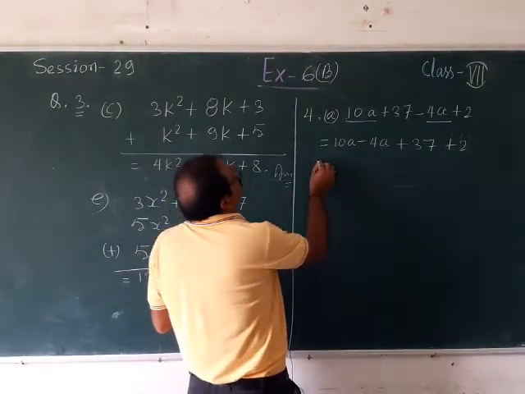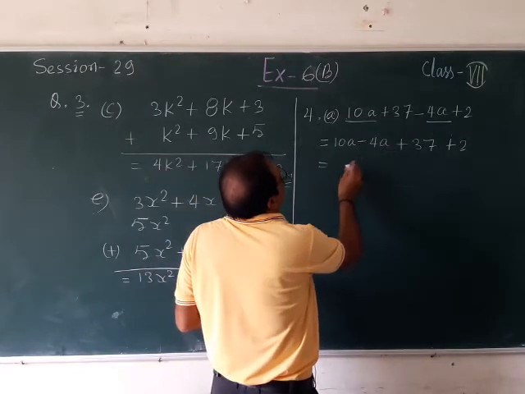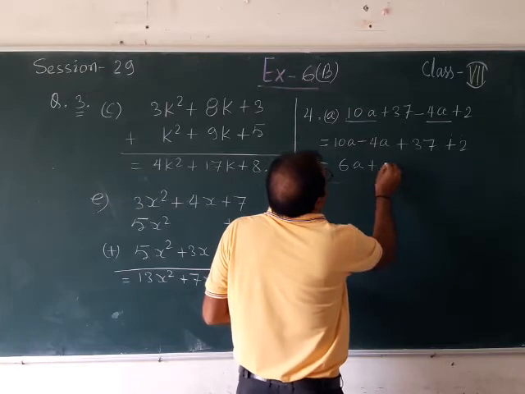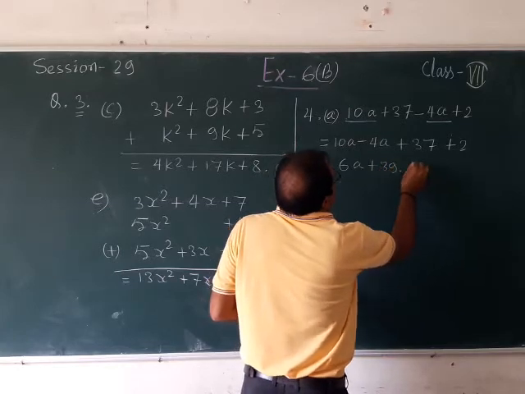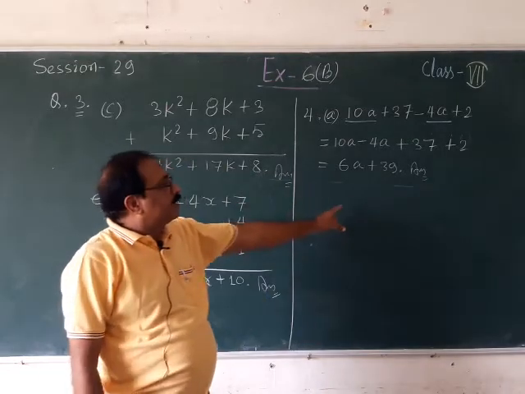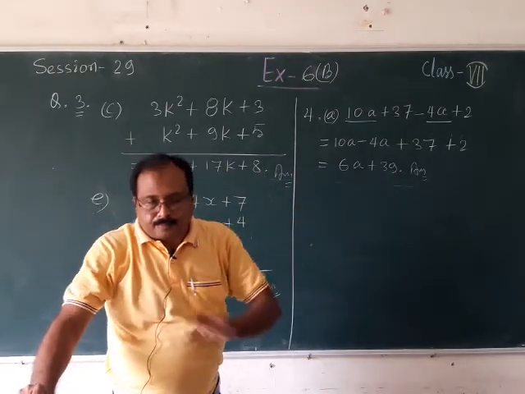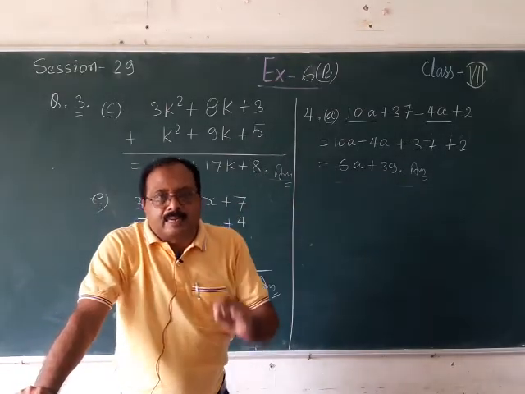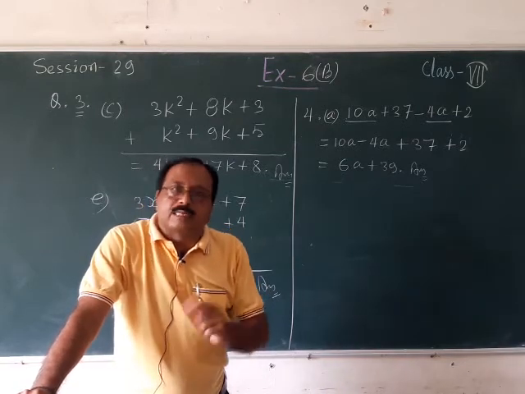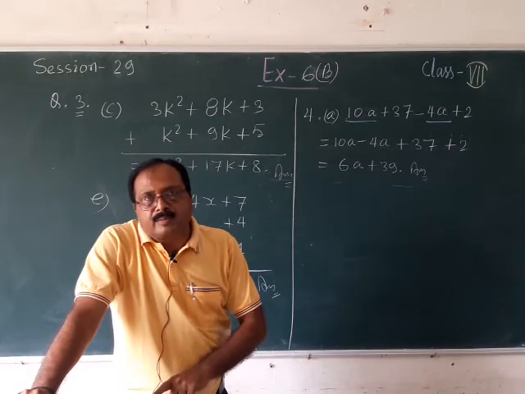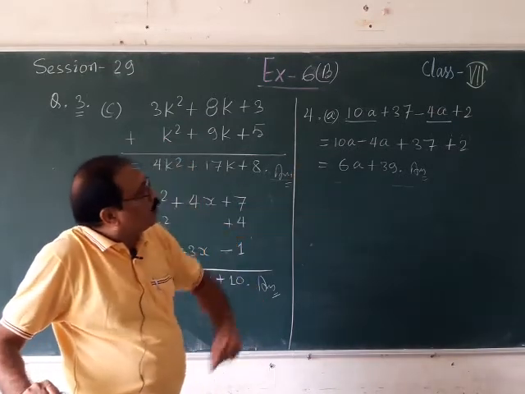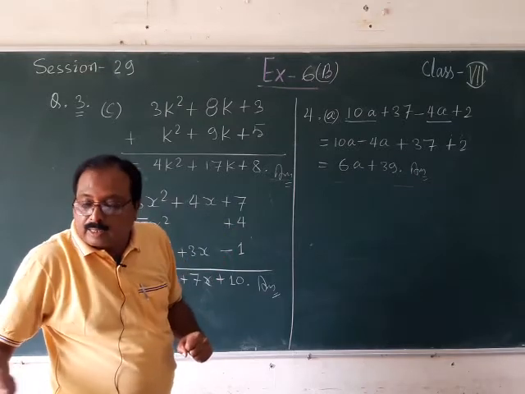Now I can do the calculation. 10 minus 4, simply I have 6a, and 37 plus 2, simply I have 39. Further it cannot be solved, so you can write this as the answer, because 6a and 39 cannot be added. As you are aware, unlike terms cannot be added or subtracted. Only like terms can be added or subtracted. So like this you can do question 4a.